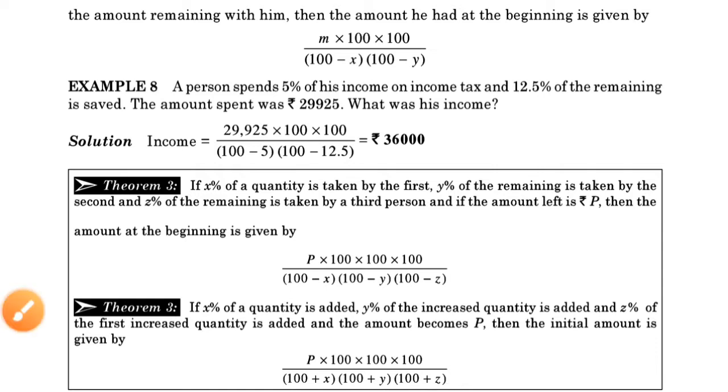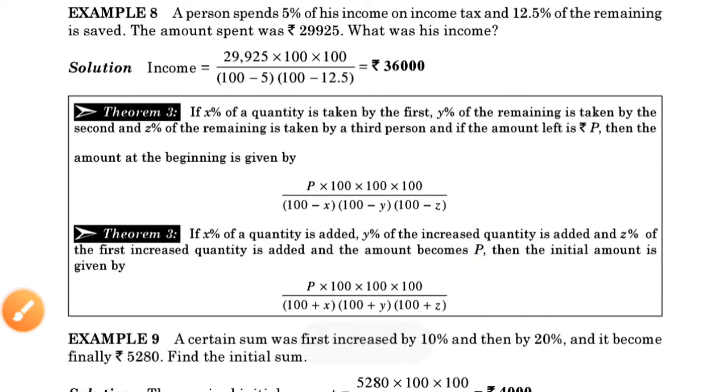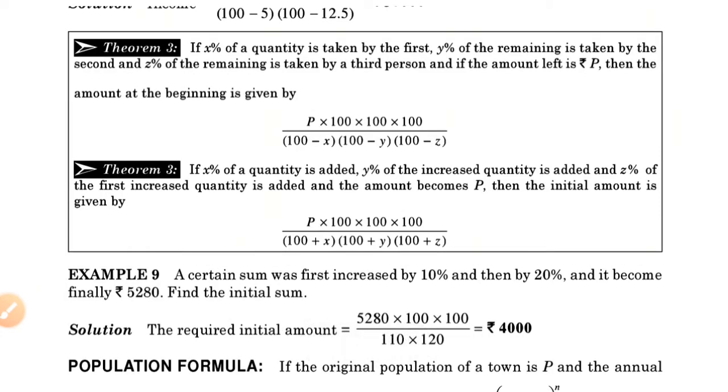Okay. Another theorem is, if X% of a quantity is taken by the first, Y% of the remaining is taken by the second, and Z% of the remaining is taken by a third person, and if the amount left is P, then the amount at the beginning is given by P multiplied by 100 three times and divided by 100 minus X into 100 minus Y into 100 minus Z, where X, Y, Z are the percentages of the quantity taken by the first, second and third.